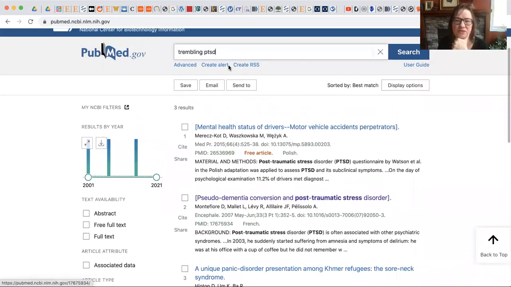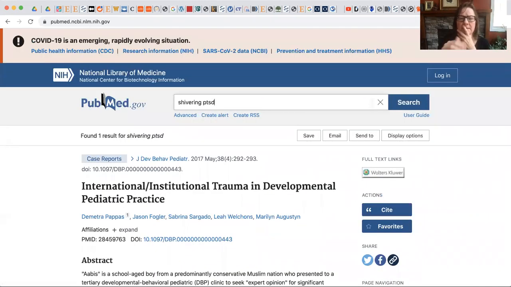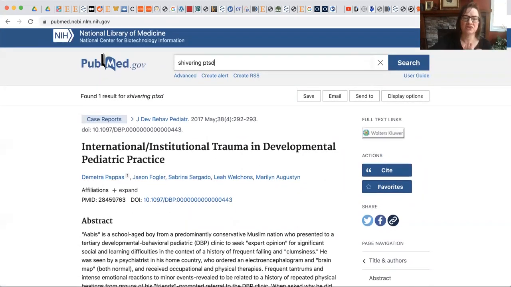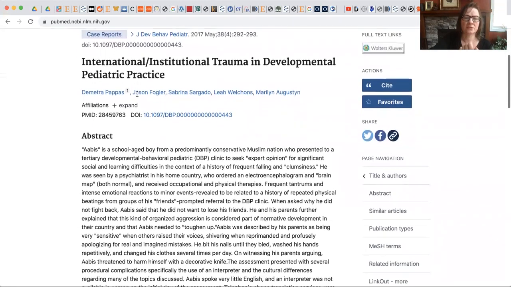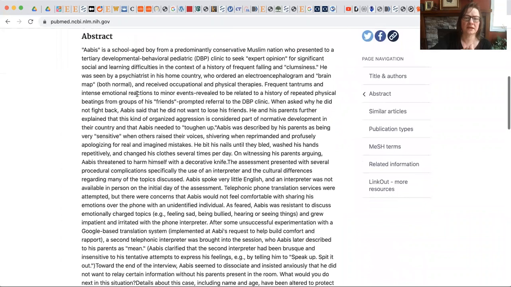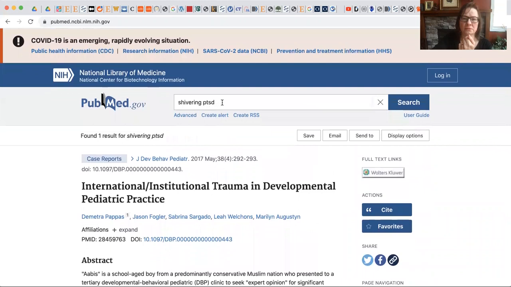So I'm thinking, okay, trembling. What if I'm looking up shivering? Could that be another thing? And it leads me to just the one article. Okay, so it doesn't give you a list if there's only one article. It just takes you straight to it. And here, this is another case study about one kid. And okay, so he's shivering here. And so this is not what I'm talking about. So I'm going to go back.